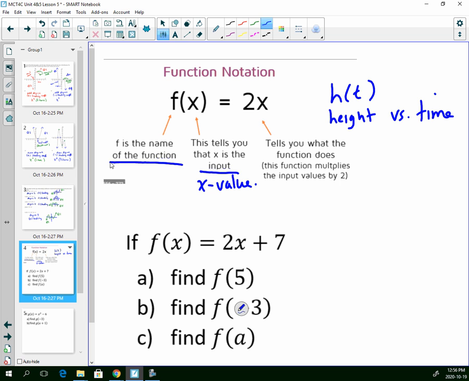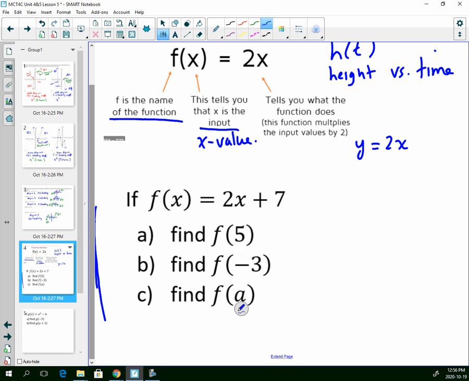And then the 2x tells us what the function does. So it's the rule, right? So f of x equals 2x is the same as writing y equals 2x. So it's saying what is the value of the function when x is this value, and the pattern is 2 times x. So they'll always give you a function.